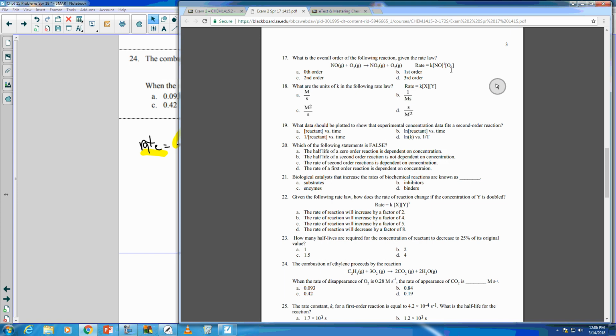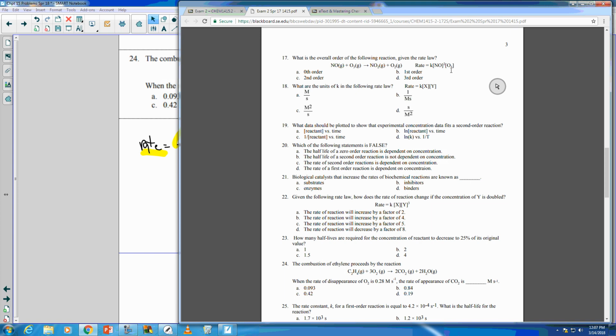The key and the test are different, and there was one missing from it. It was number 20 on the actual test. It says which of the following statements is false, and then it gives some about zero order reactions and stuff, and it's not on the key. If it's not on the key, it's because I didn't grade it. Oh, okay. There was something wrong with that question. Okay. Yeah. There's a flaw in it.